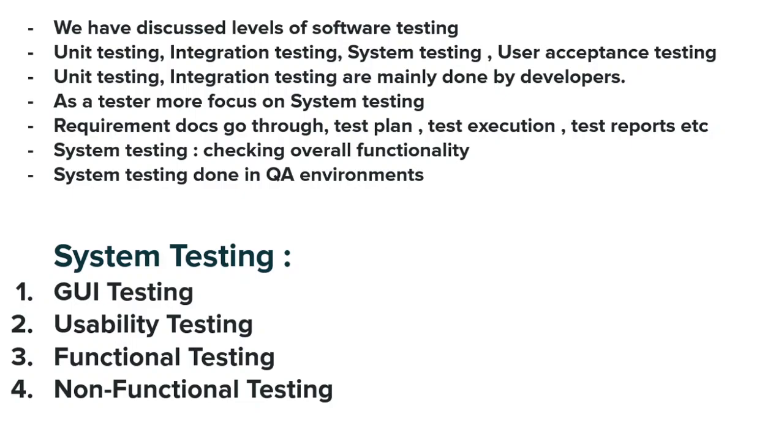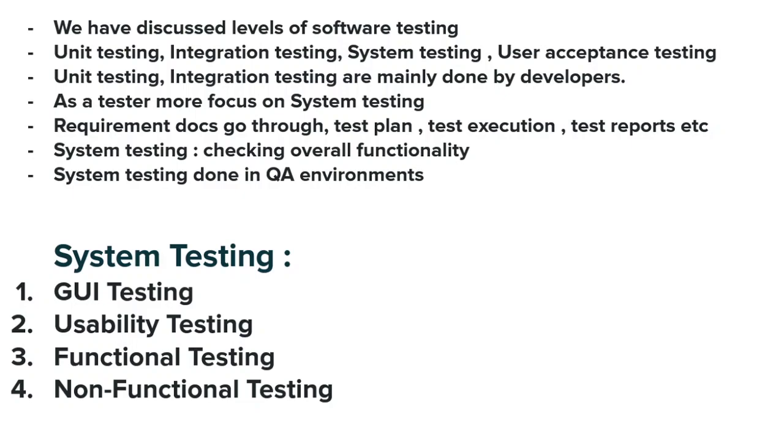Requirement documents go through test plan, test execution, test reports. All these activities are covered in the system testing. System testing is basically checking overall functionality of the system. System testing is normally done in the QA environments.